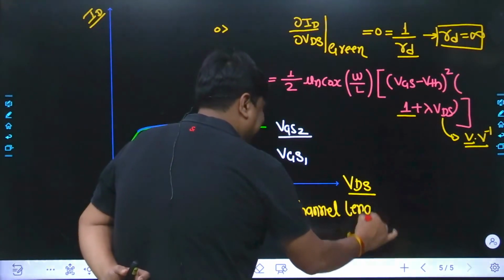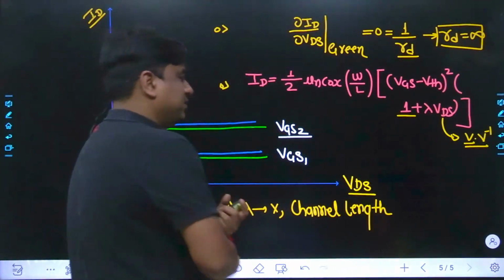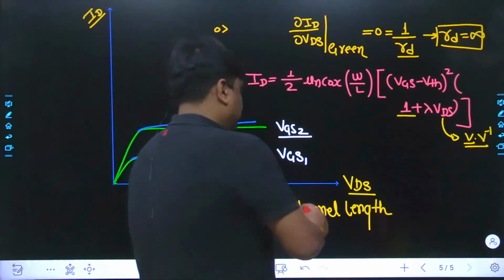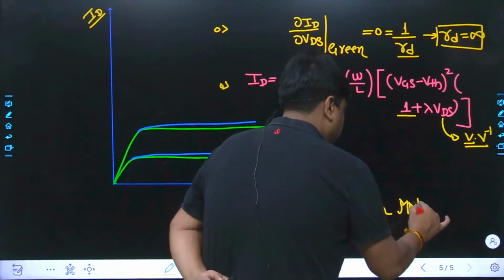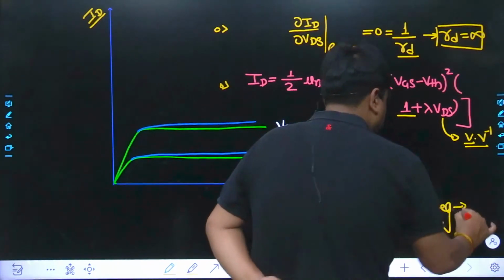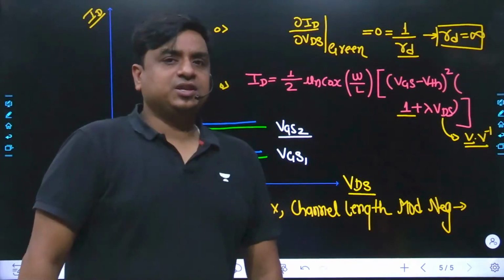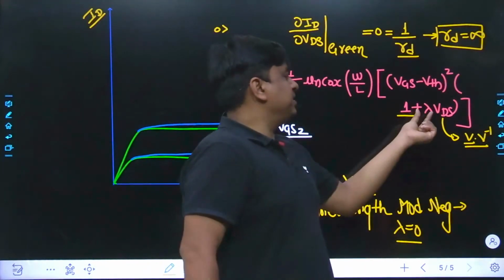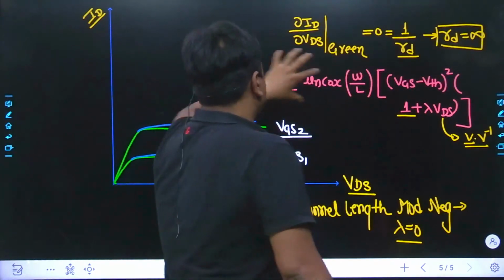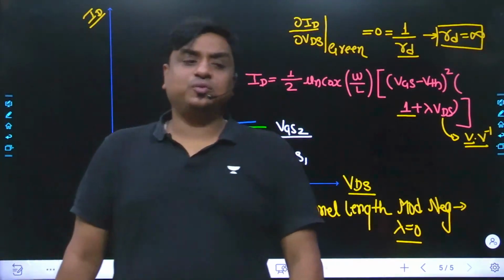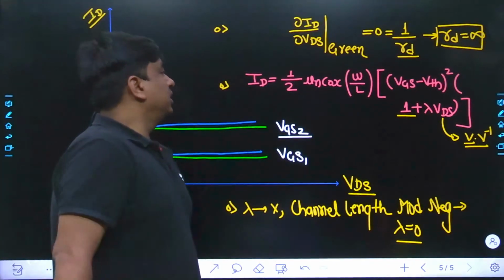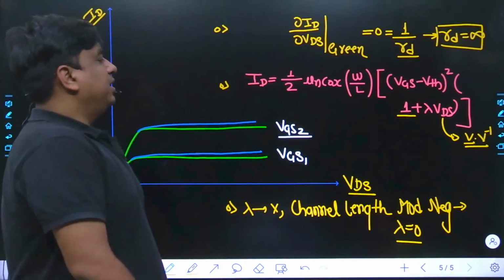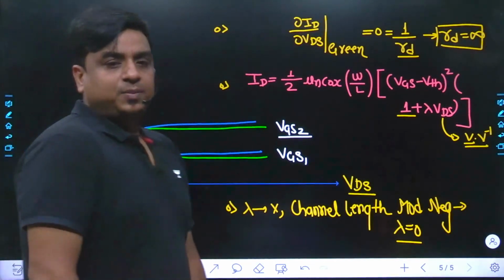Channel length modulation: the channel length gets modulated with respect to VDS. That was not part of the analog devices we used to study. Whenever channel length modulation is neglected, my dear friend, lambda is taken as 0. Why is lambda taken as 0? If lambda is 0, this component goes out, and the equation of the current remains the same equation we have been using so far. So ID equals half times mu n Cox times the W/L ratio times VGS minus VTH raised to the power of 2, and here comes 1 plus lambda VDS as well.